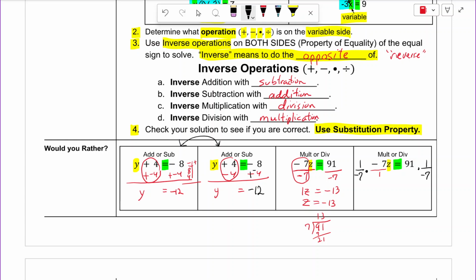And what happens over here? Well, if you do this problem, multiply straight across, 1 times negative 7 is negative 7, and negative 7 times 1 is also negative 7. The z comes down. Over on this side, we can make our 91 into a fraction, and 91 times 1 is 91, and 1 times negative 7 is negative 7. Now, doesn't that look real familiar?